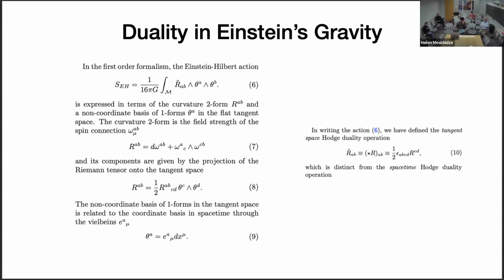In this formulation, okay, let me explain this. I guess that most of you have seen this kind of stuff, but if not, I'm happy to explain in more detail. So, this is the Einstein action. It is in the first order formalism. It is given in terms of this quantity. This R^{AB} is called the curvature 2-form. It's the field strength of the spin connection.